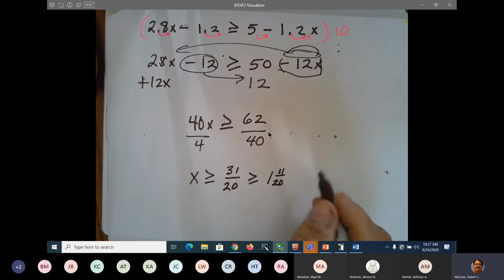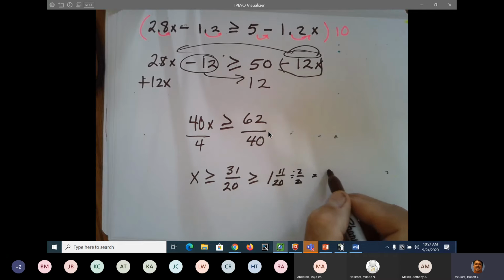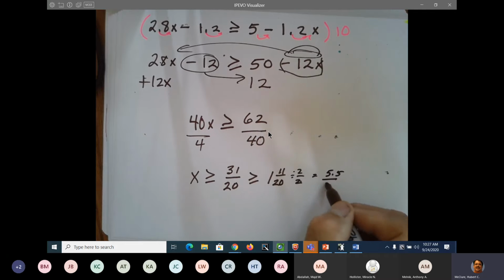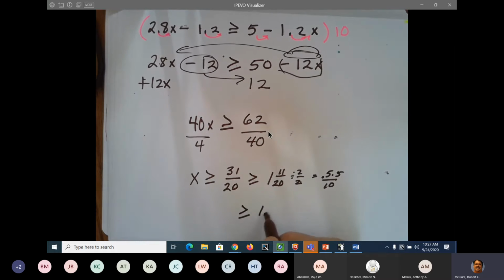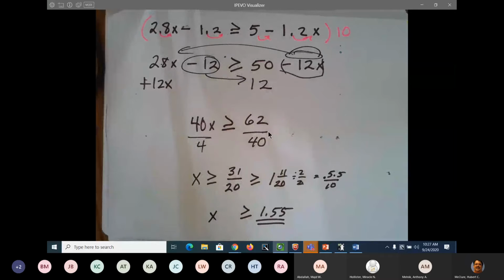11 over 20, let's see, if I divide by 2 over 2, that's going to give me 5.5 over 10, which is 0.55. I get 1.55. Somebody check my math. 31 over 20, somebody type that in the calculator for me, please. Yeah, you're right. Okay, so now I've got my answer.